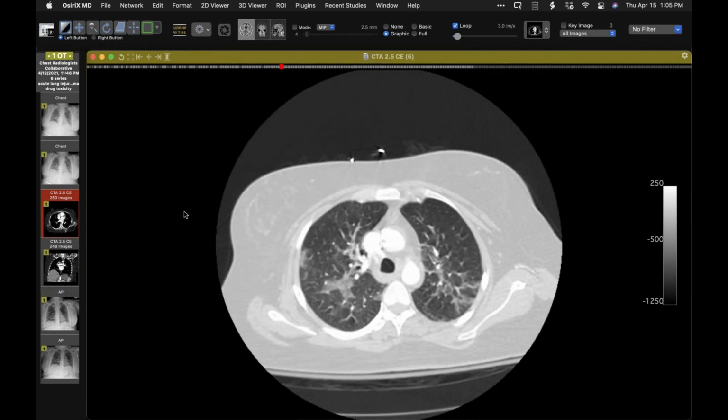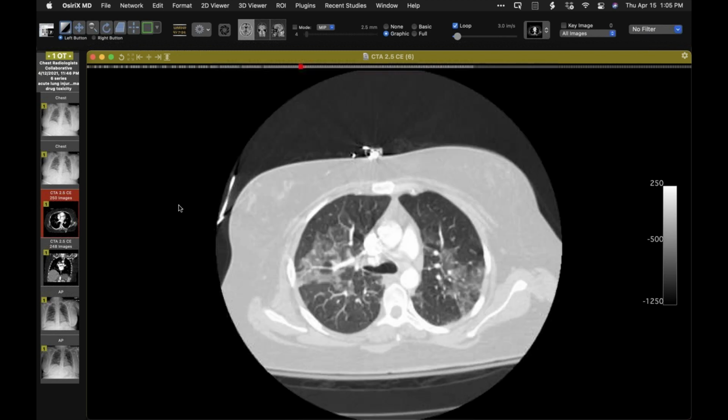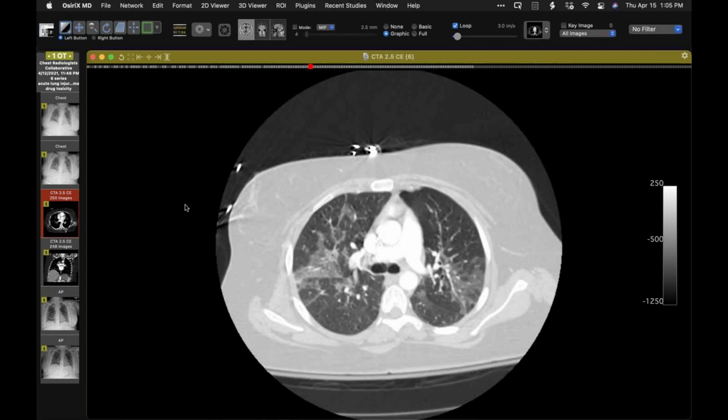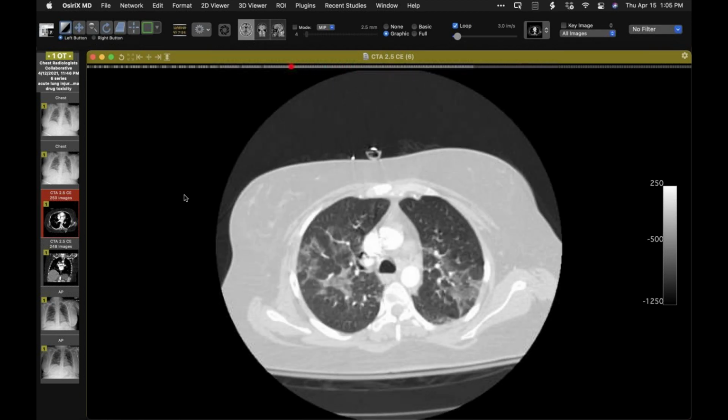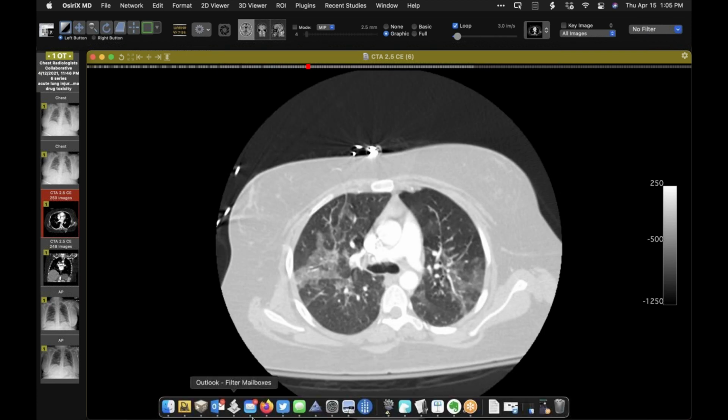And this will give you a feel for the nature, the morphology of the multifocal opacities. All lobes are affected. Ground glass attenuating opacities. In some locations, they are peripheral, but not all of them are. Some are located in the central lung regions. So certainly a young person with an acute lung injury.